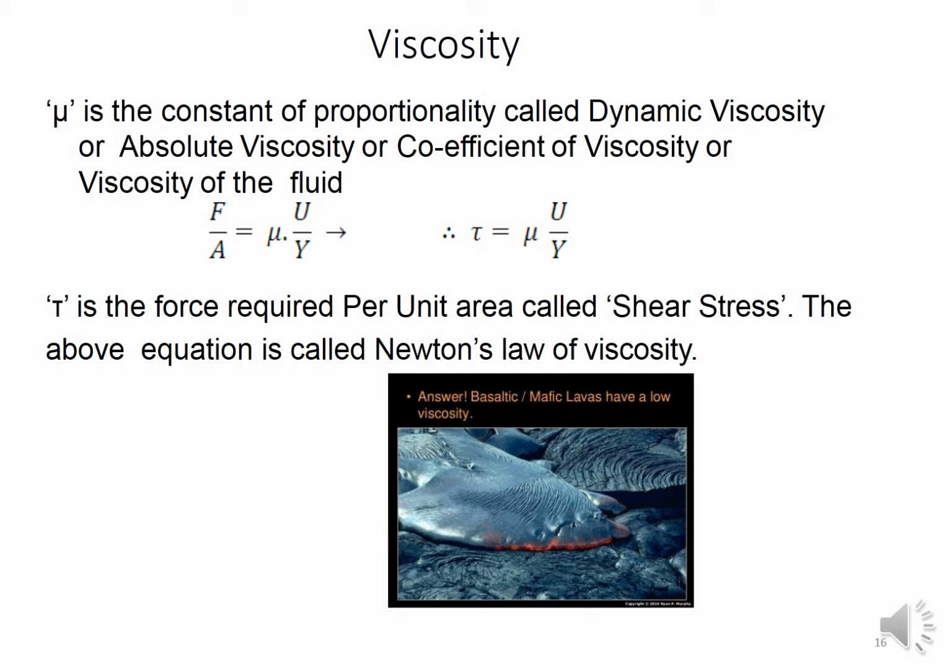So F by A, which force is applied there? Tensile force? No. Compressible force? No. But there is a shear force. So shear force divided by area is shear stress, that is tau. Shear stress is equal to mu into U by Y. So tau is the force required per unit area, that is shear stress. The above equation is called Newton's law of viscosity. So what is Newton's law of viscosity? Tau is equal to mu into U by Y.